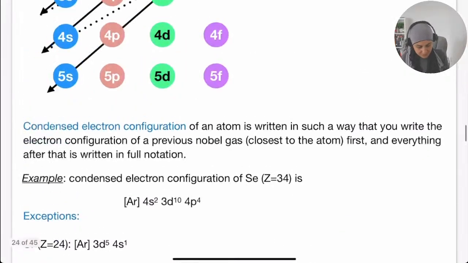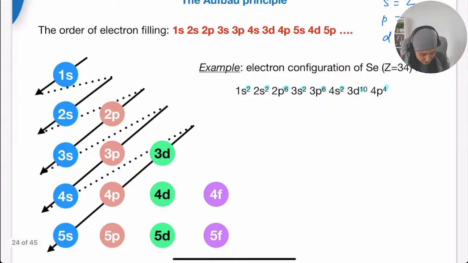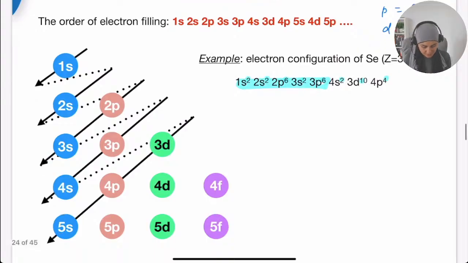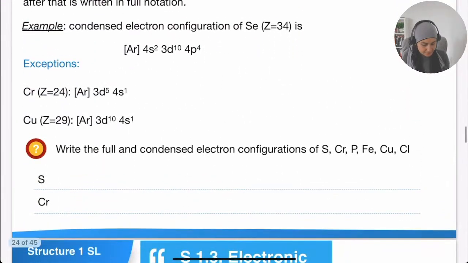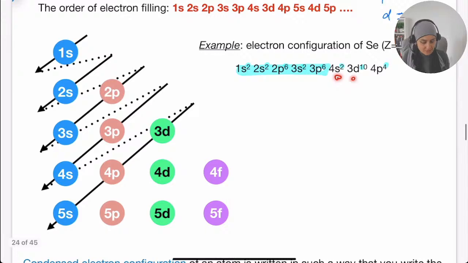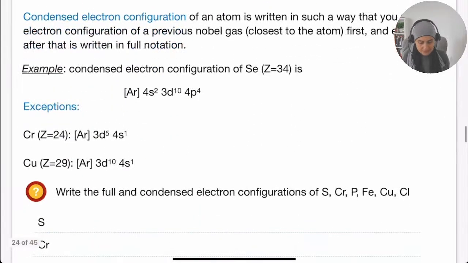The first 18 electrons are this part, 2 plus 2 plus 6 plus 2 plus 6, that's 18 electrons. These 18 electrons I'm substituting with argon in square brackets, and I leave what's left: 4s2, 3d10, 4p4. So that's the condensed electron configuration.